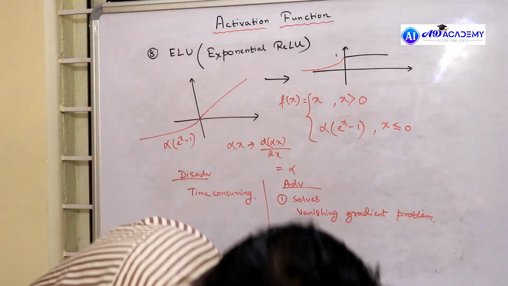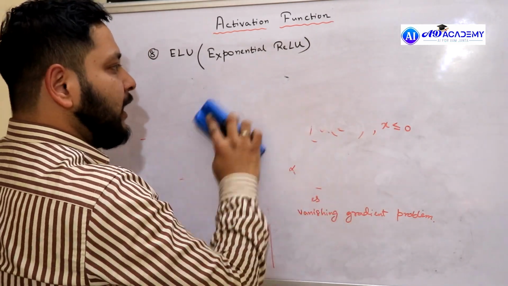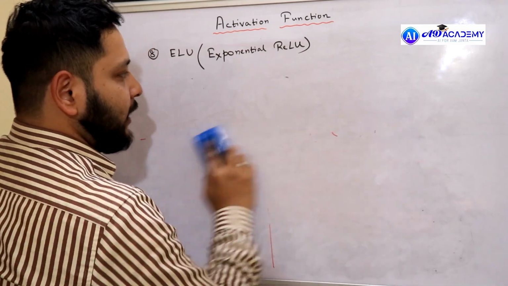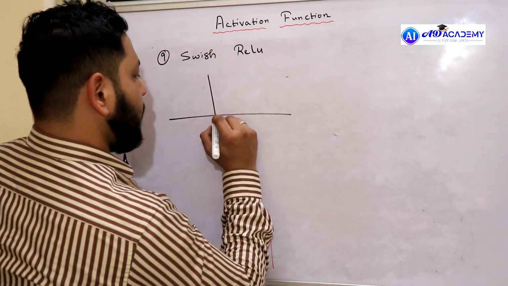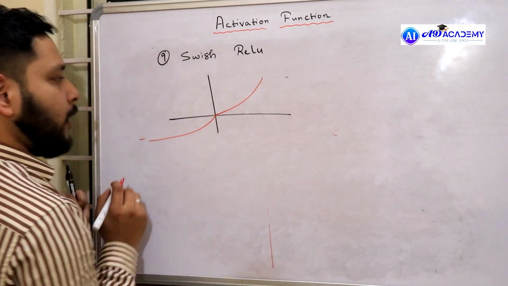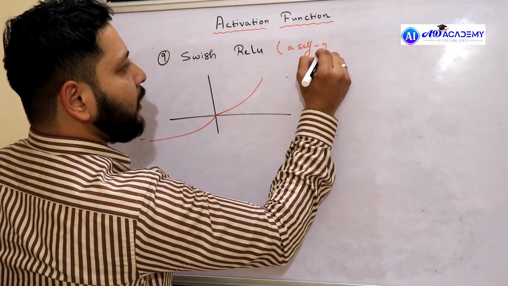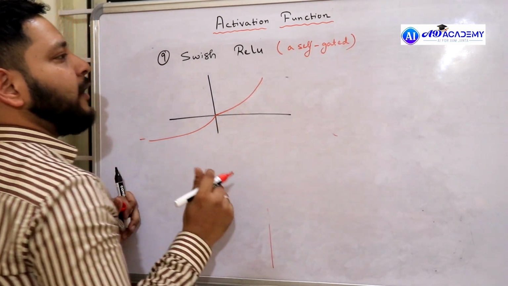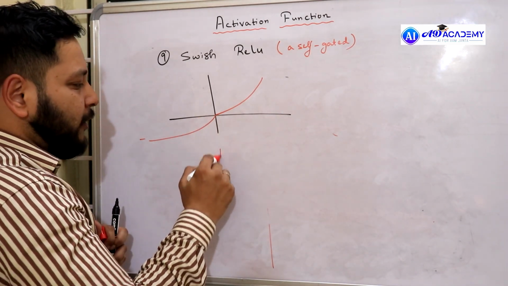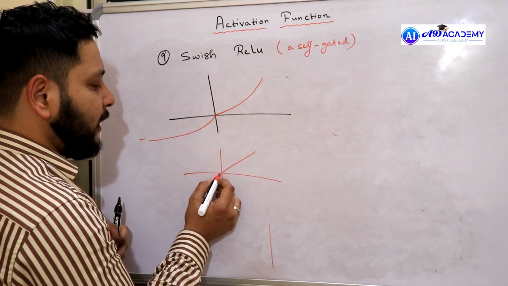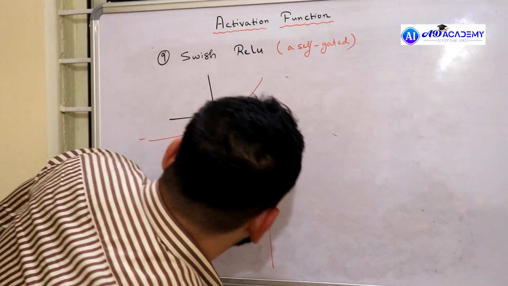Next one is Swish ReLU. It is another variety of ELU, or maybe you can say leaky ReLU. This is more kind of smooth. It is a self-gated function, and since it is smooth on both sides, unlike leaky ReLU or ReLU, it doesn't abruptly end at zero. It is more smooth in this region.